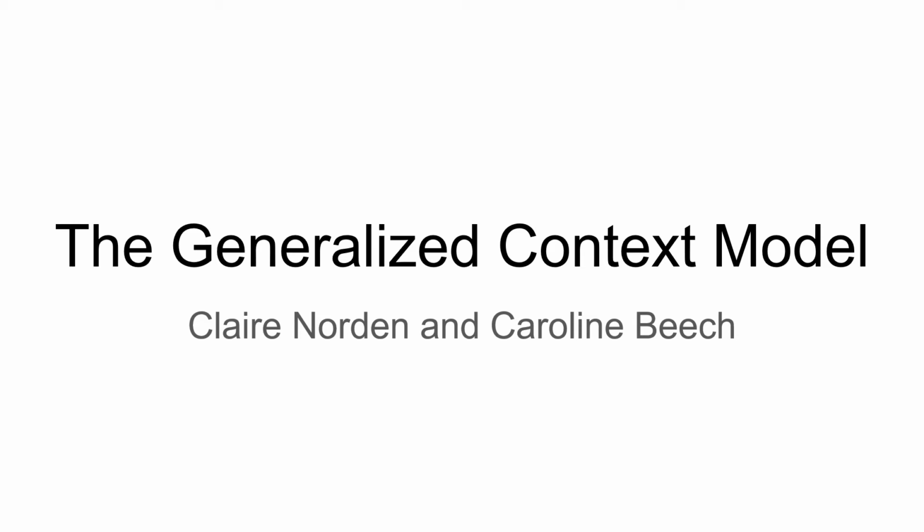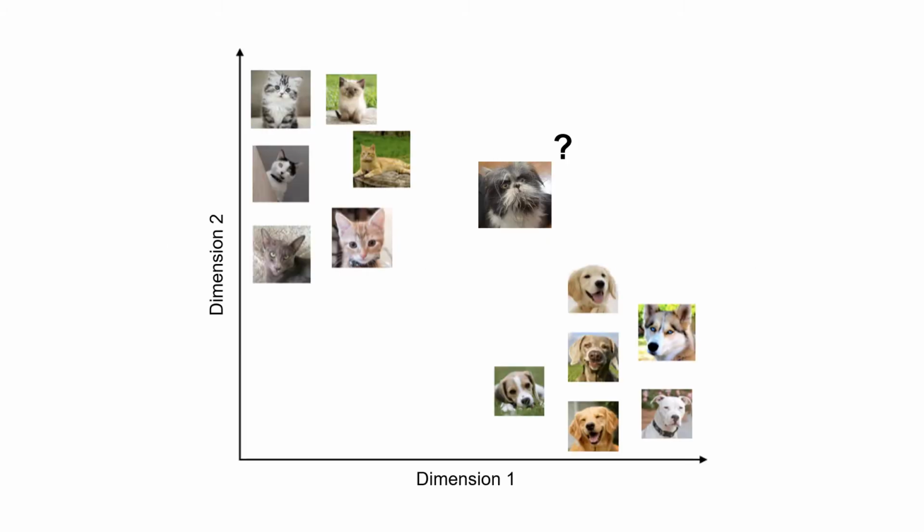So our project was about the generalized context model, which is a model of category learning. To start with, we have an example of category learning in the real world. We have two categories, cats and dogs, and the question is, when you see a new stimulus that you haven't encountered before, how do you classify it as belonging to either the cat category or the dog category on the basis of the stimuli that you've already seen?